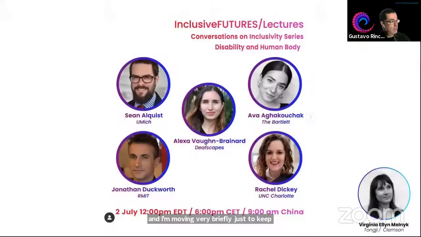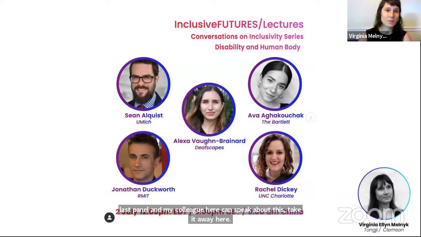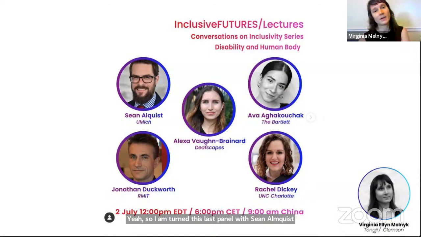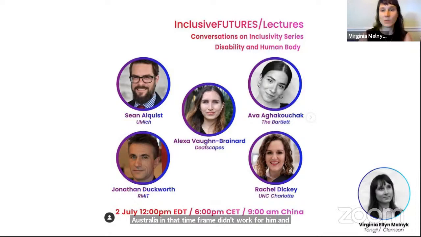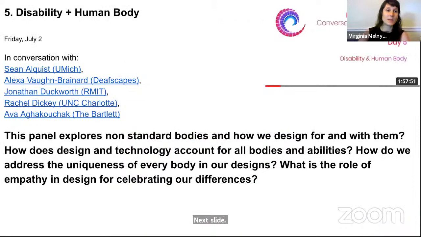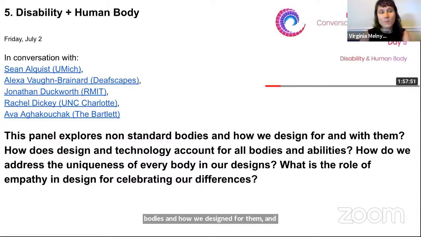Here's the word cloud. Our last panel, and my colleague here can speak about this. Take it away. Yeah, so I chaired this last panel with Sean Alquist, Alexa von Brian, Ava Agenchuk, Jonathan Duckworth, who sent in a video because he was in Australia and the time frame didn't work for him, and Rachel Dickey. This panel was on disability and the human body. The panel was meant to explore non-standard bodies and how we design for them and with them. How does design and technology account for all of our bodies?